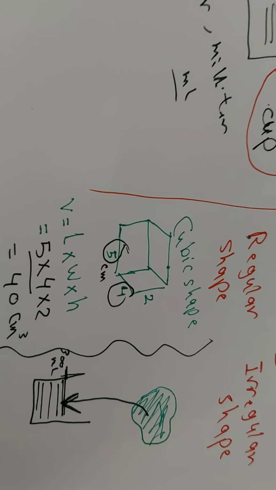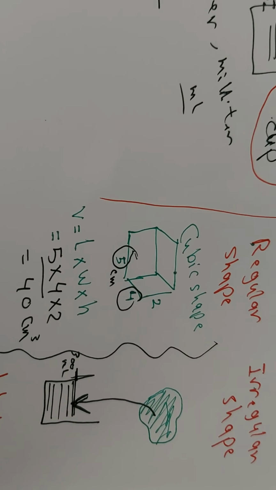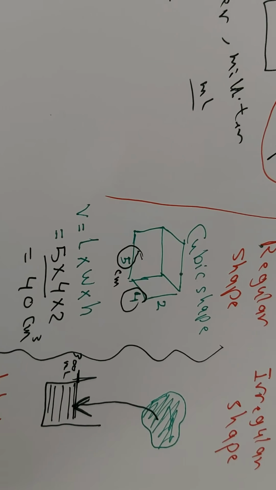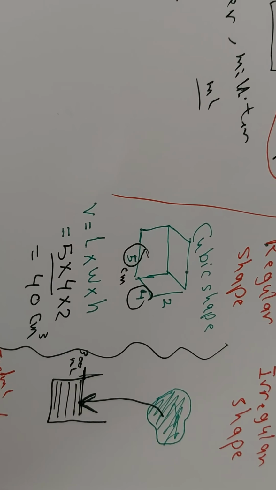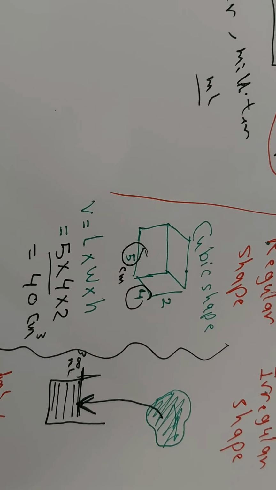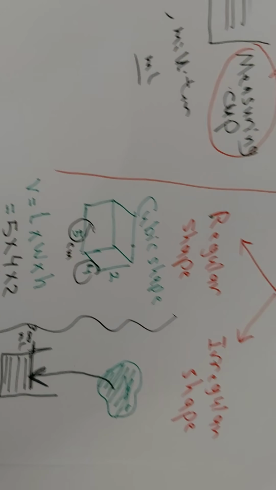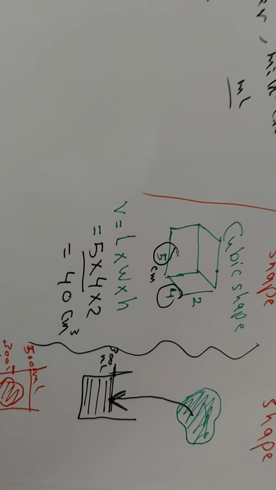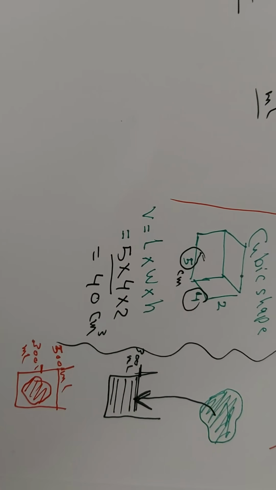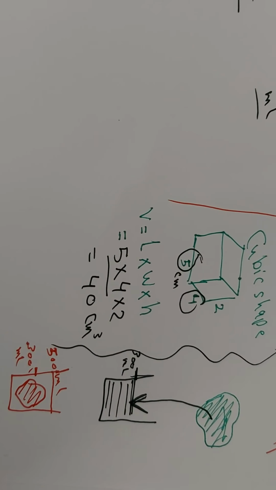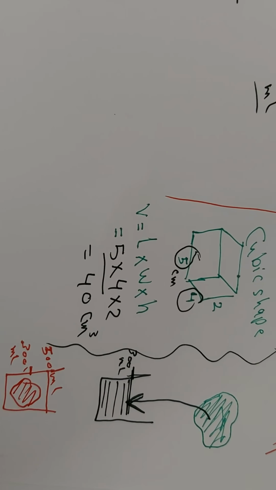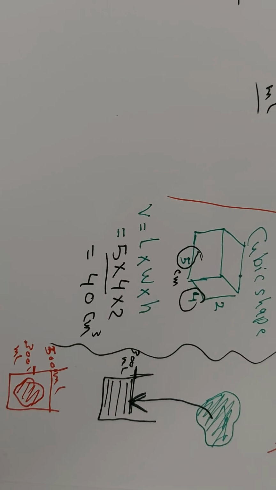If we have a regular shape, like a cube, we use mathematical formulas, okay? Length multiplied by width multiplied by height. To find the volume of an irregular shape, you have to use a measuring cup and put water inside it. The difference between the two levels will give you the volume of this shape, okay?